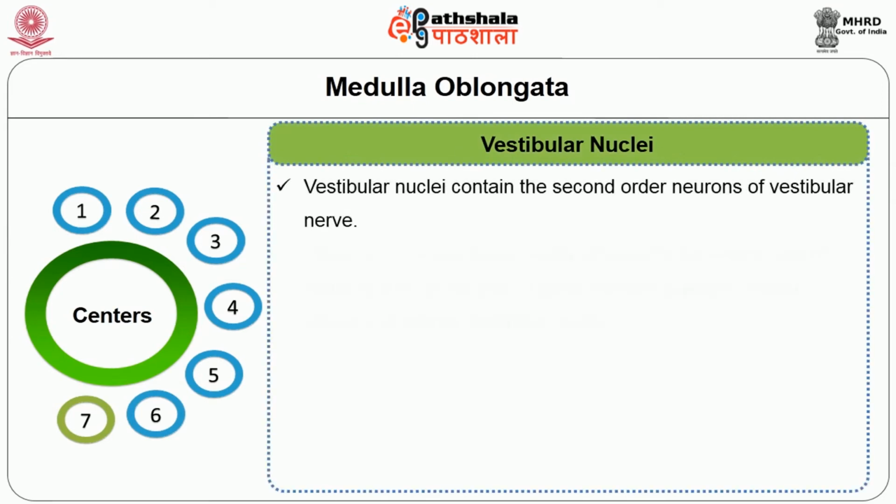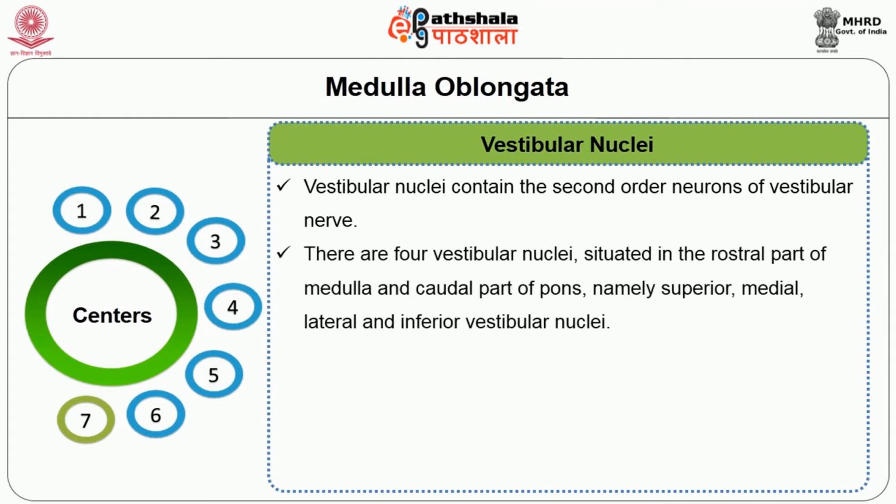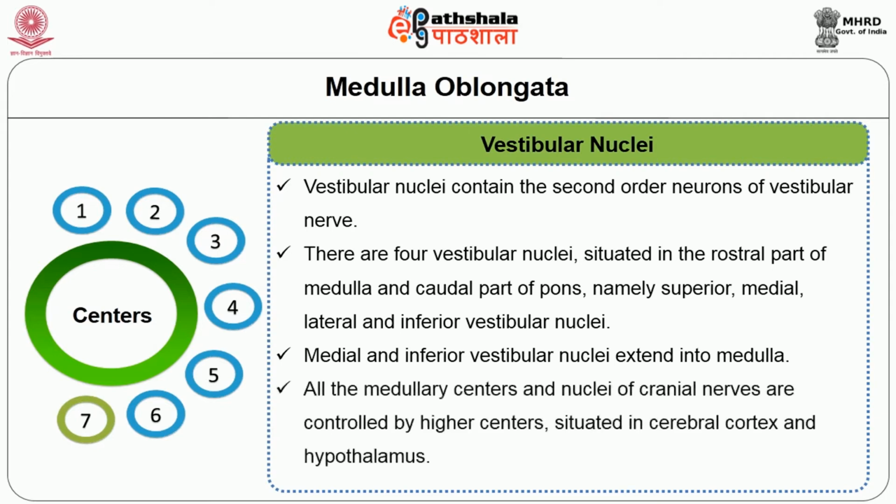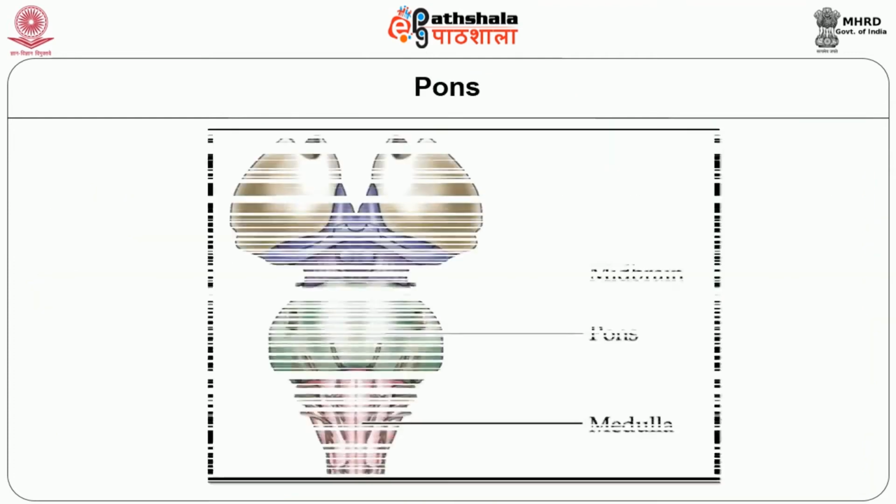Next is vestibular nuclei. It contains the second order neurons of vestibular nerve. There are 4 vestibular nuclei situated in the rostral part of the medulla and caudal part of the pons, namely superior, medial, lateral and inferior vestibular nuclei. Medial and inferior vestibular nuclei extend into medulla. All the medullary centers and nuclei of cranial nerves are controlled by higher centers situated in the cerebral cortex and hypothalamus.